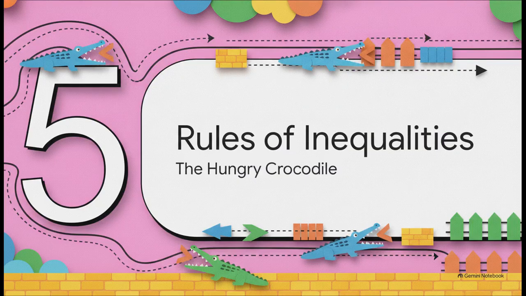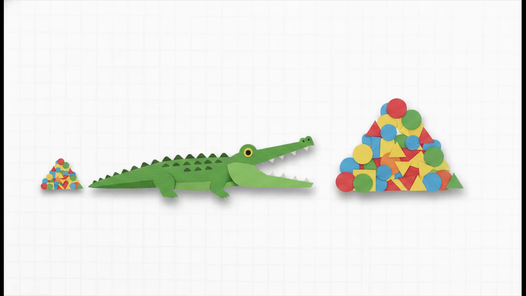Section 5. Golden Rules of Inequalities. The Hungry Crocodile. Inequalities are basically the core language we use to define boundaries, limits, and restrictions on our number line. In fact, the formal definition of greater than is actually based on subtraction. To say A is greater than B really just means that A minus B results in a positive number. Like, if 5 is greater than 3, it's because 5 minus 3 is a positive 2.